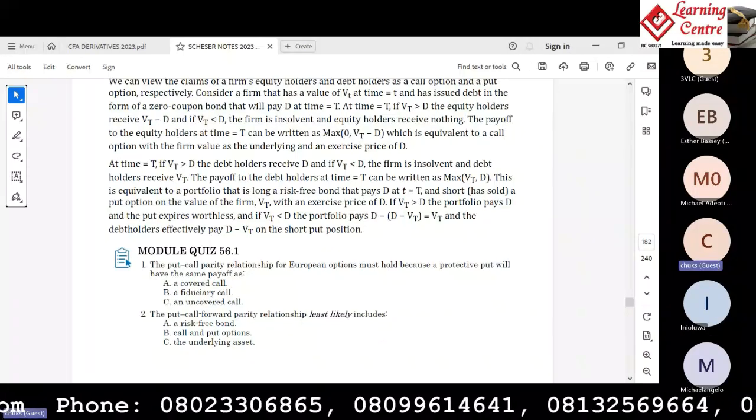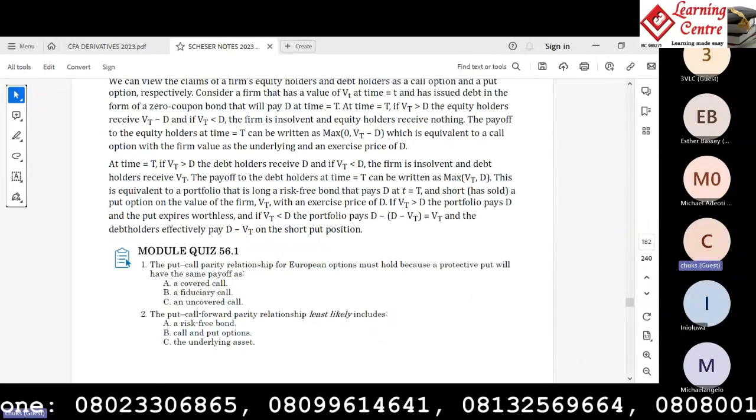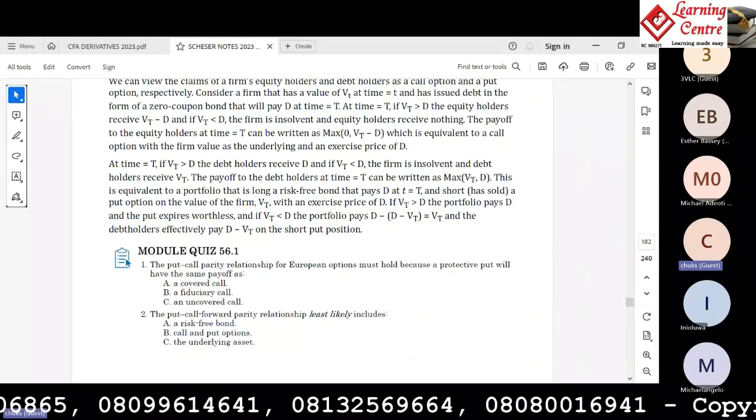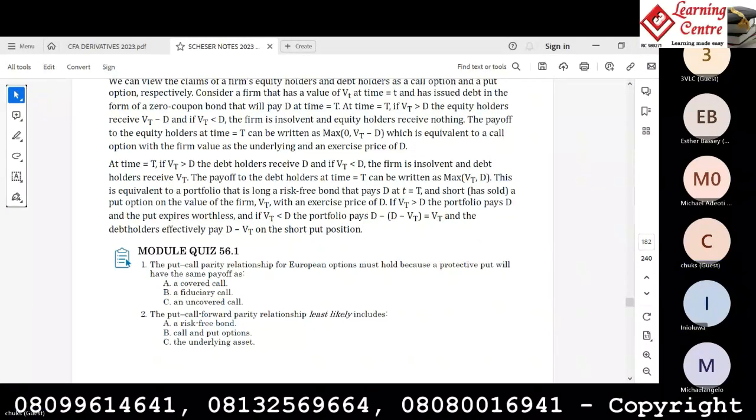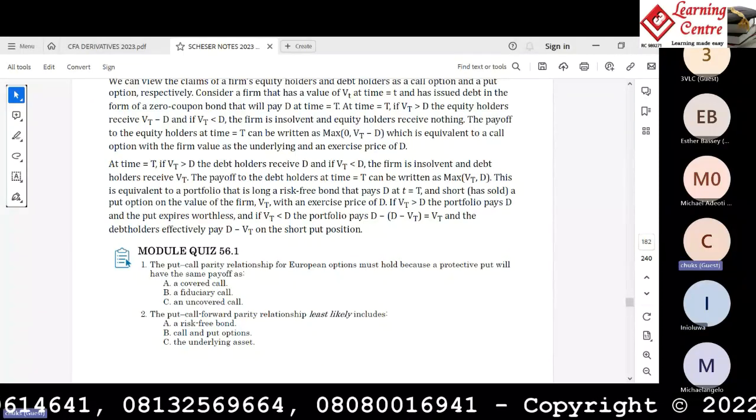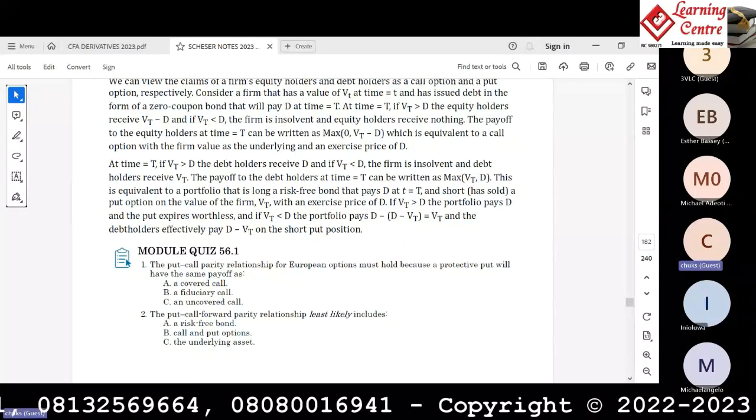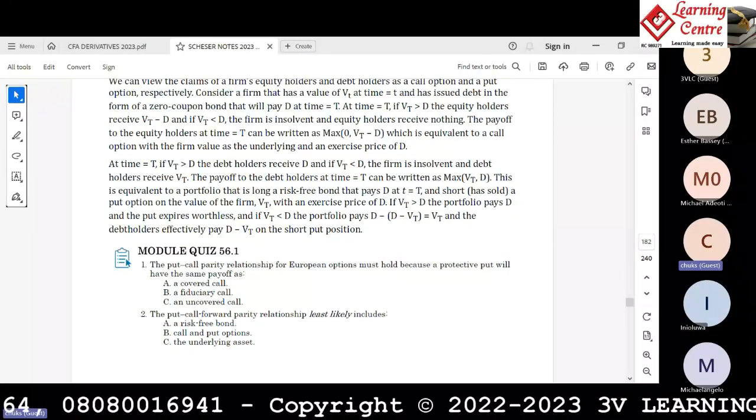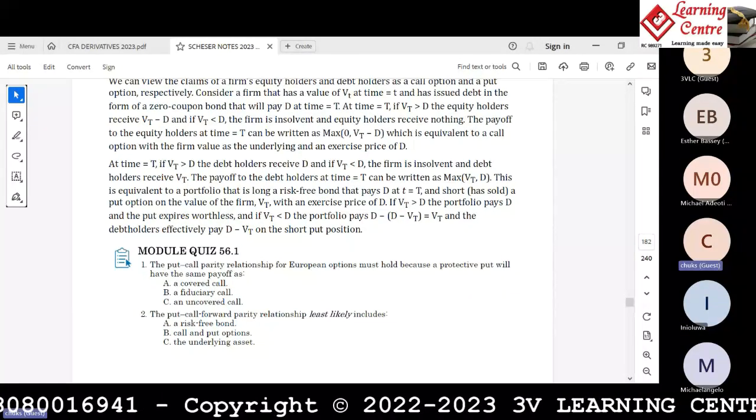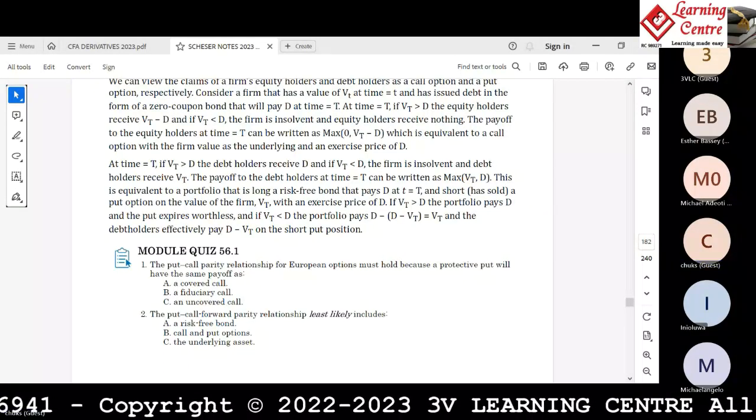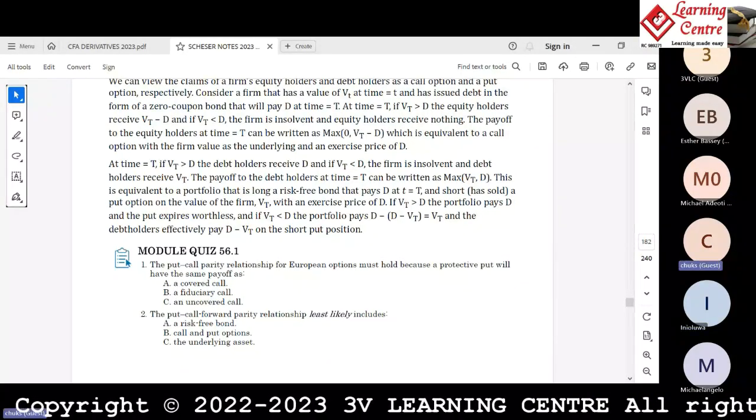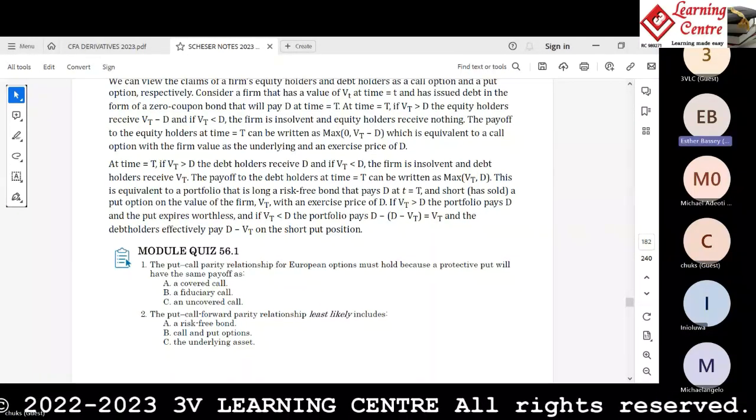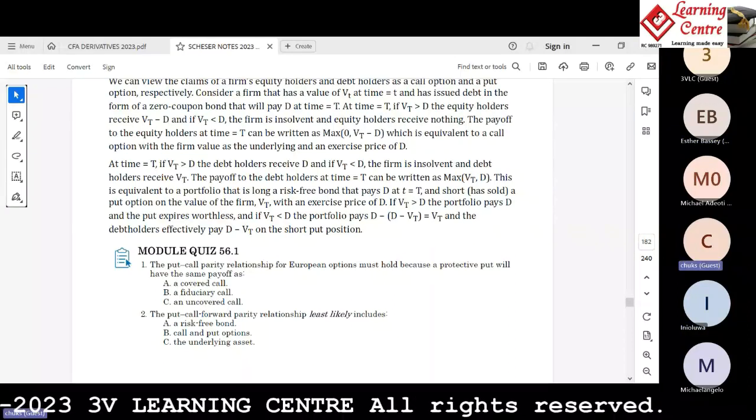Exactly. So the put-call parity we have said is, on the left side, you have the fiduciary call, which is the call plus the present value of the exercise price. That's on the left side. On the right side, which is the protective put, you have the stock and you have the put option.